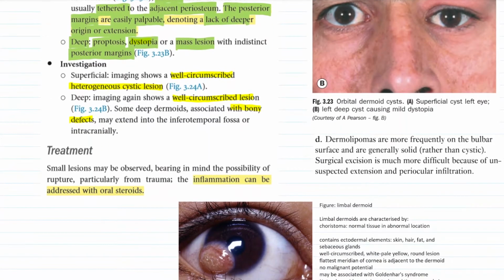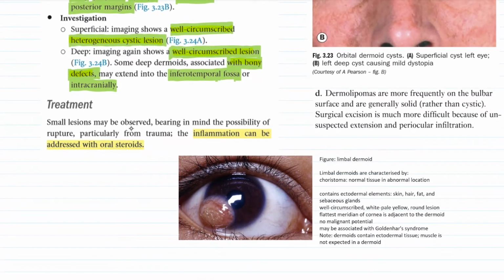Investigation: superficial imaging shows a well circumscribed heterogeneous cystic lesion. Deep imaging shows a well circumscribed lesion. Some deep dermoids are associated with bony defects, which may extend into the inferior temporal fossa or intracranially. Treatment for dermoid lesions is observation, and the possibility of rupture should be watched for, and if they're inflamed, then give them oral steroids.